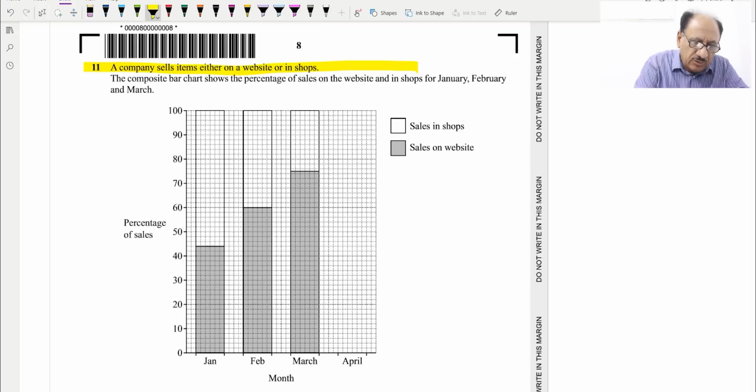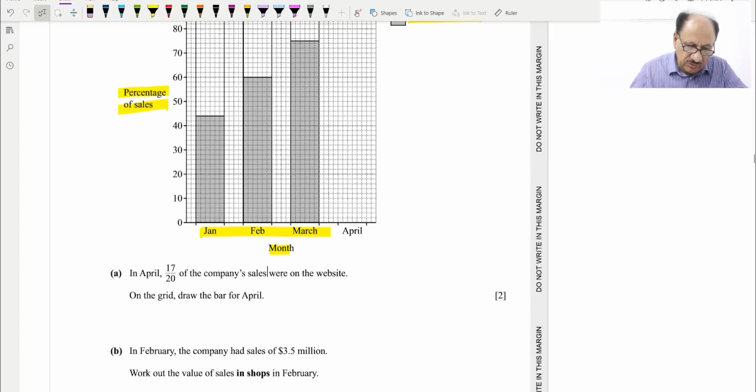a website or in shops. The composite bar chart shows the percentage of sales on the website and in shops for Jan, Feb and March. So Jan, Feb, March they have provided, and percentage, and this is sales. The white portion is sales in shops and the gray one is website. The x-axis is months. Part A: in April, 17 out of 20 of the company's sales were on the website. On the grid, draw the bar for April. So the bar for April is required.